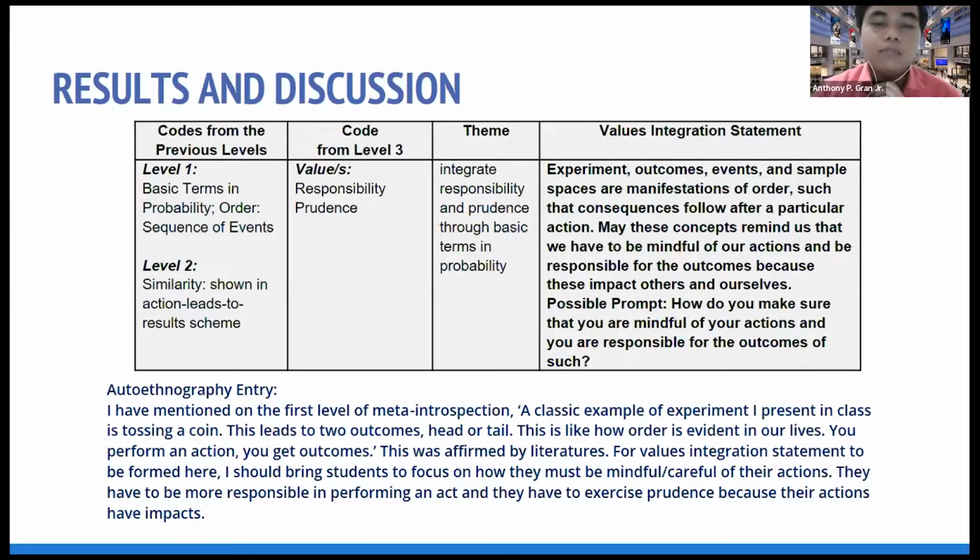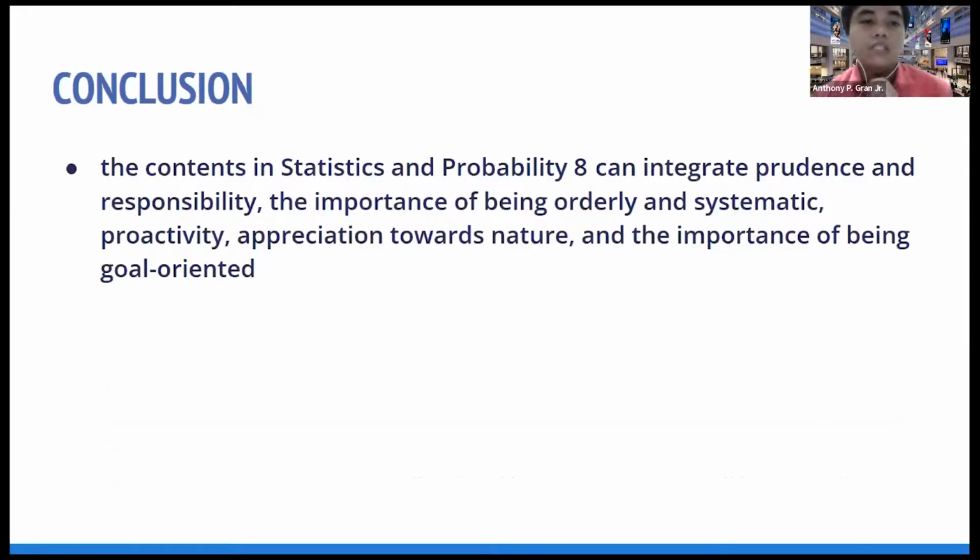So all of these outputs that I have presented in my paper led to the following conclusions. The contents in statistics and probability can integrate prudence and responsibility, the importance of being orderly and systematic, proactivity, appreciation towards nature, and the importance of being goal-oriented.